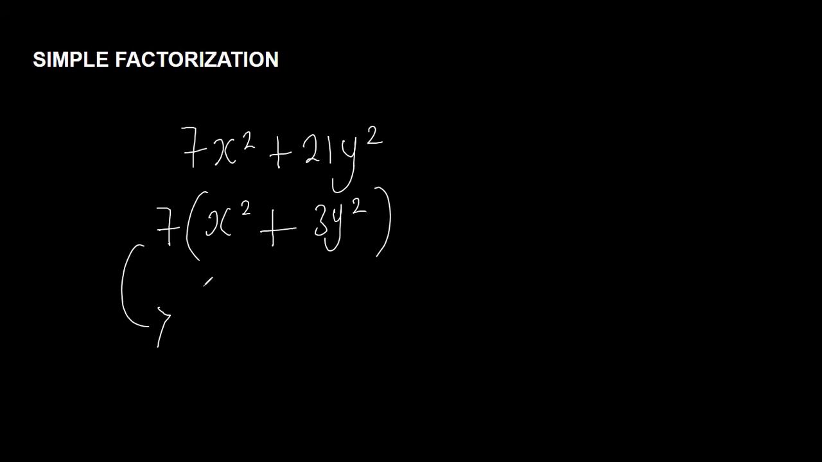So 7 times x squared is going to give us 7x squared, plus 21y squared. So we use 7 to multiply x squared and write the value. You still use 7 to multiply 3y squared and write the value. You see, we still arrive at the initial expression.